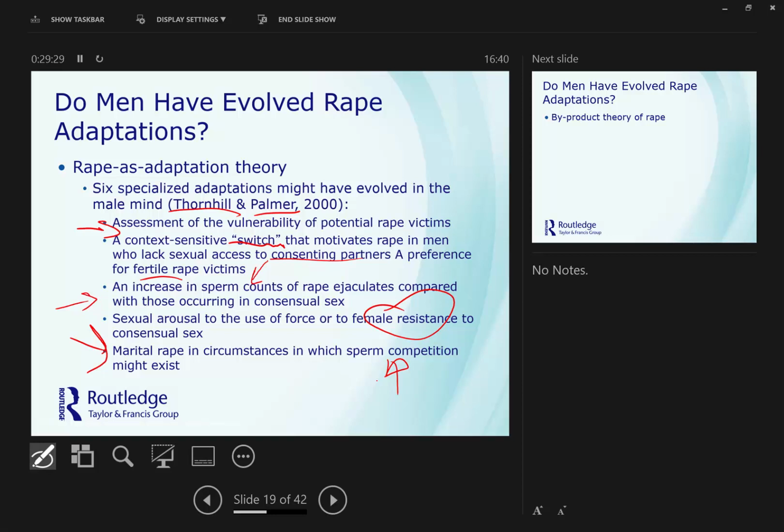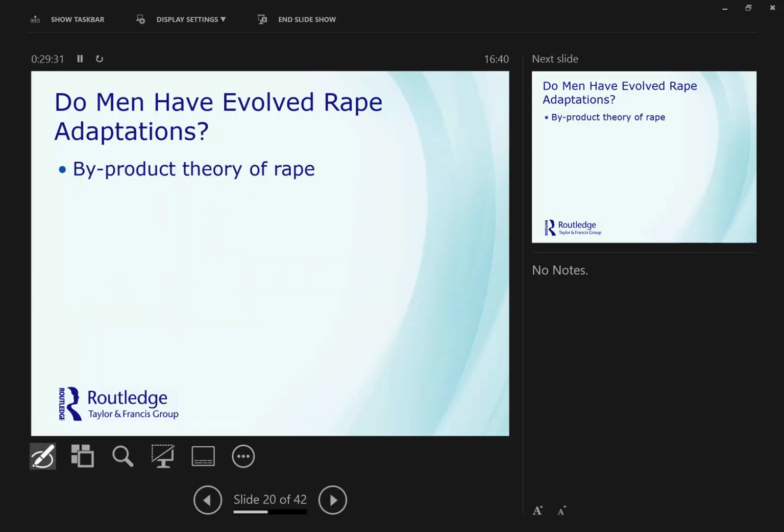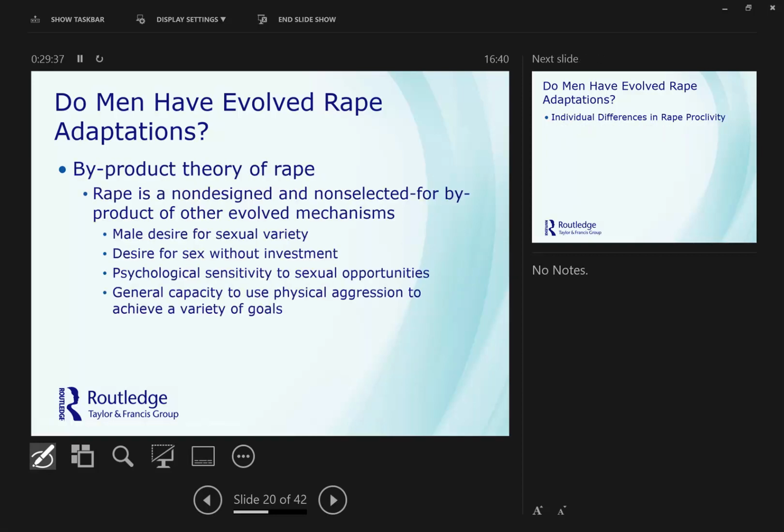So there are some other things, but there's some argument that marital rape could be considered sperm competition. Now, if it's this sort of byproduct idea, then why would it be a byproduct? Well, there is the male desire for sexual variety, right? That's something that's been clearly demonstrated. You could see where rape would be a byproduct of that. Just because you're seeking sexual variety means you would be seeking sex with multiple, different partners. Definitely sex without investment, right? That's a pretty strong motivator in men over the course of the history of our species, and being on the lookout for those sexual opportunities.